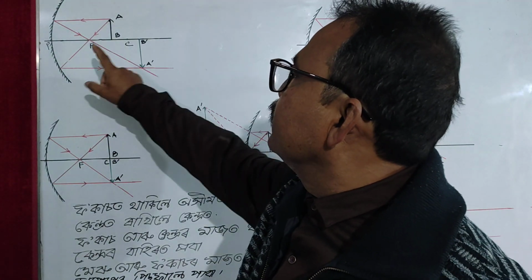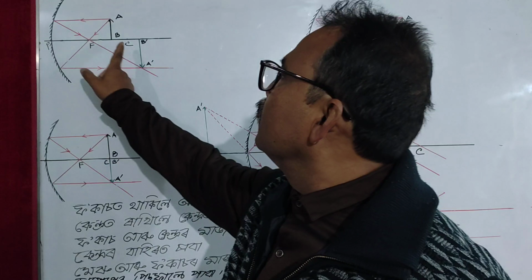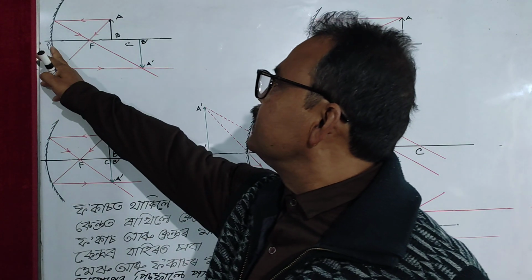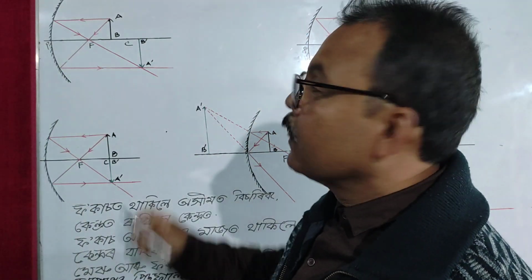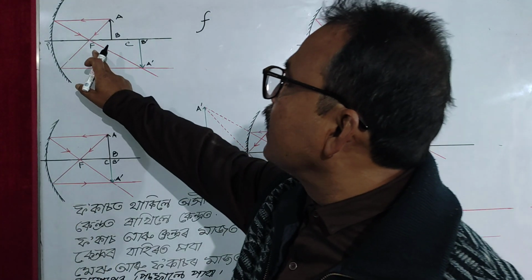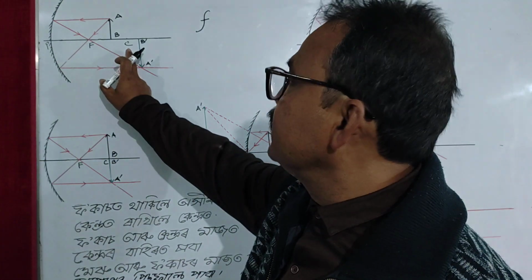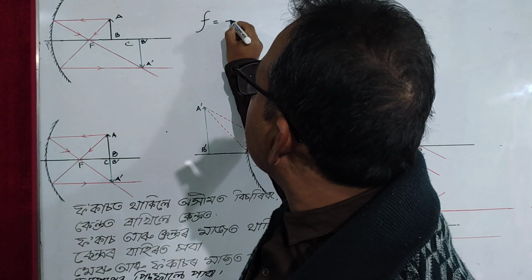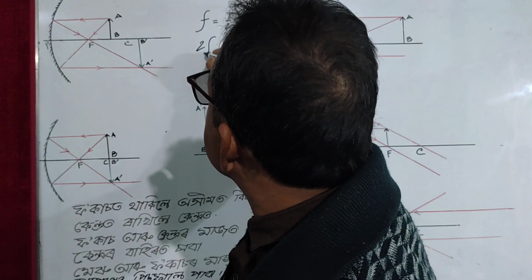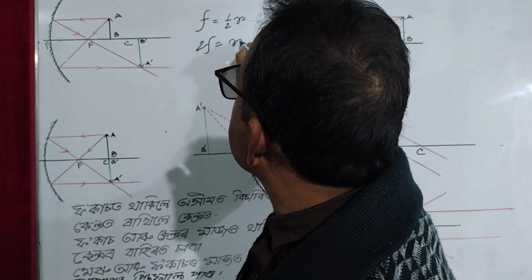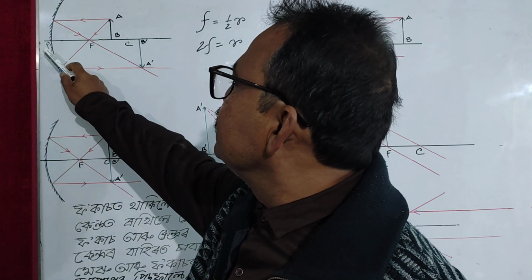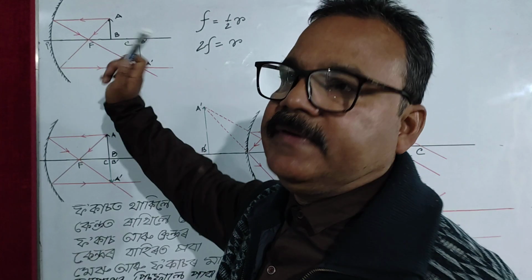Okay, and another point, the focus is in between pole and center of curvature. In our previous class, we discussed that the distance between pole and focus is called focal length. And as this focus is in between pole and center of curvature, the focus is half of the radius. In other words, you can say that twice the focal length is equal to the radius of curvature. Is it clear? So you remember that focus is in between pole and the center of curvature.